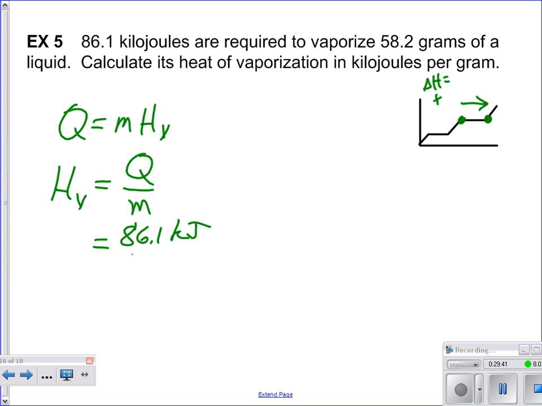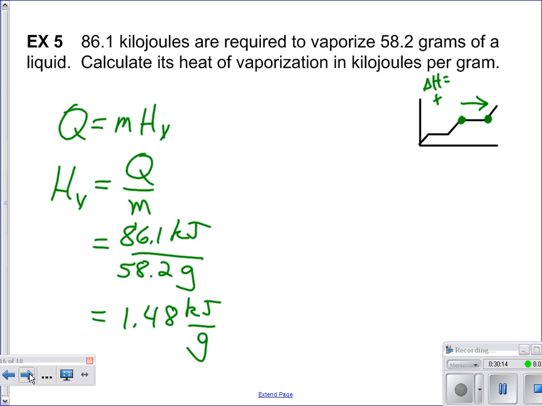Okay, so we have 86.1 kilojoules. This is a little bit different. It's given as kilojoules. And then we divide it by our mass, 58.2 grams. And it actually even asks for it as kilojoules per gram, so that's pretty easy. And in this case, it is going to be 1.48 kilojoules per gram. So if it did ask for it in joules per gram, you would just multiply times 1,000.